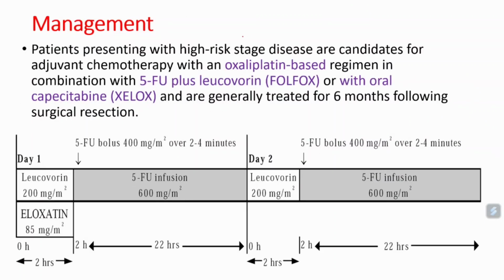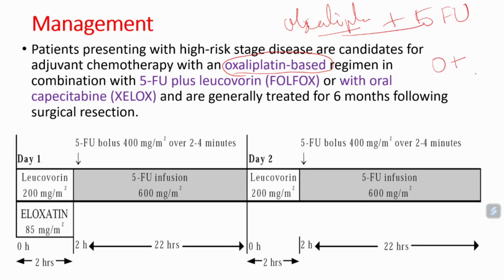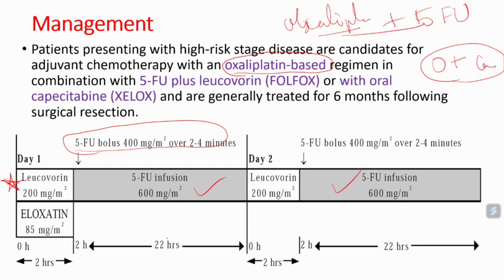Actually, this Folfox regimen is an oxaliplatin-based regimen, where oxaliplatin is combined with 5-fluorouracil, or oxaliplatin plus capecitabine. So these are two cytotoxic treatment strategies which can be given. You can see how leucovorin is combined. Leucovorin is the supportive drug, and we have 5-fluorouracil. Initially a 400 mg 5-fluorouracil IV bolus is given, and then 600 mg is given continuously on the first and second days as an IV infusion, over 22 hours.